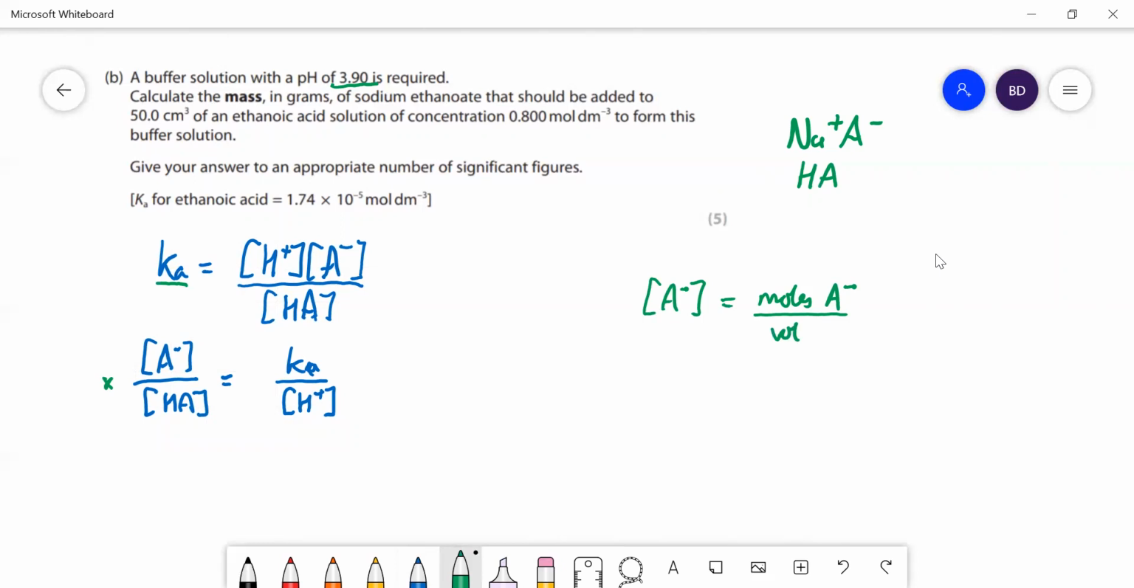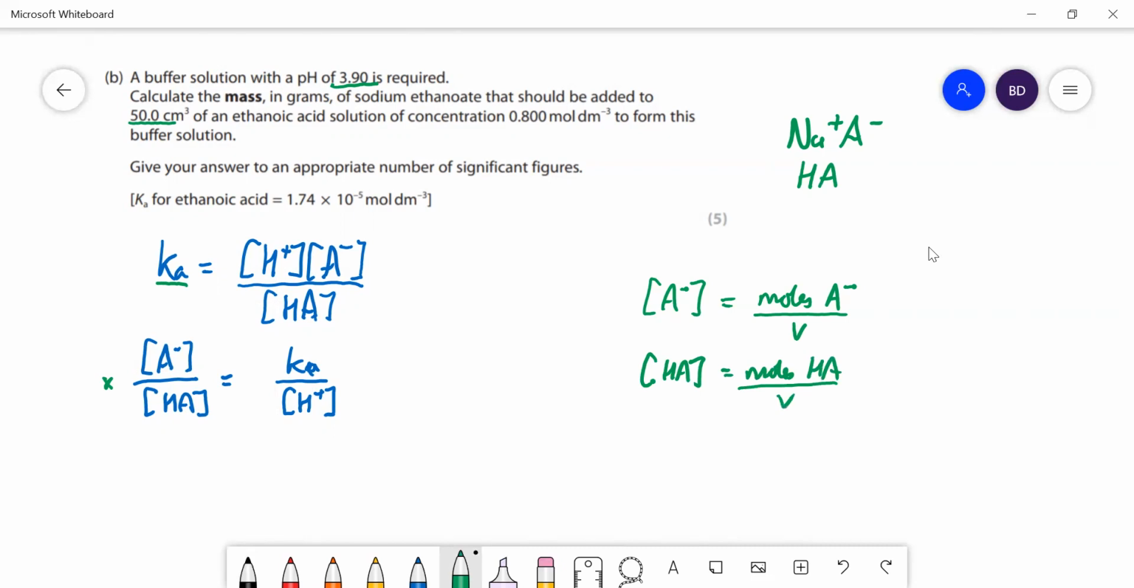Now the volume I just call V. Here it's important to note that we don't really know what the volume is. Look, we've got 50 centimeters cubed of ethanoic acid, but you're going to add some solid to that. So the new volume is going to be more than 50. You don't really know what it is, but that doesn't matter because that will cancel out. And so for HA, do the same thing. We want moles HA divided by the volume.